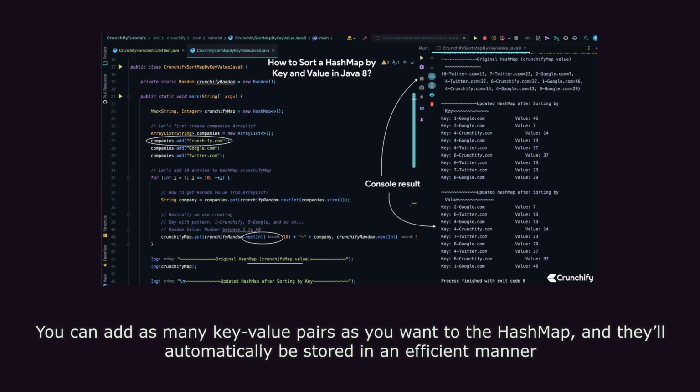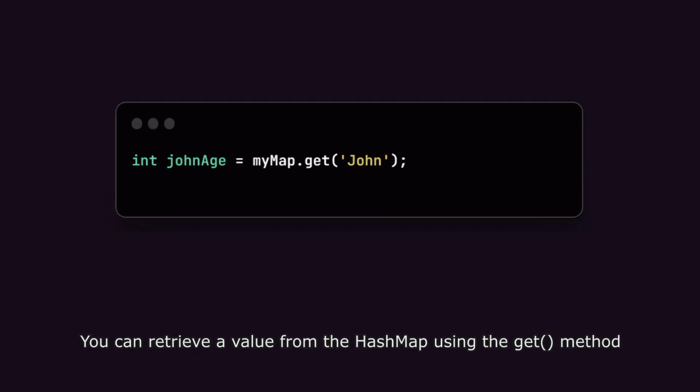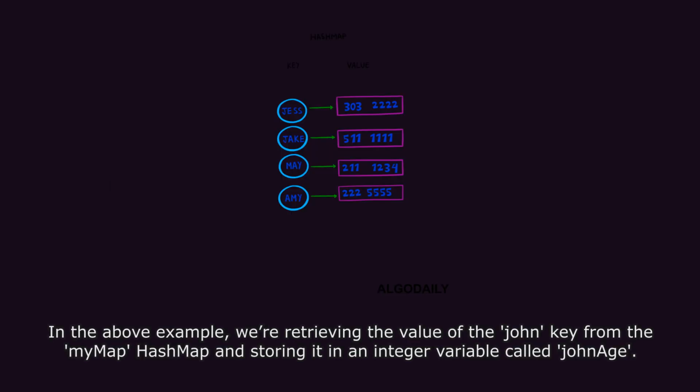You can add as many key-value pairs as you want to the HashMap, and they will automatically be stored in an efficient manner. You can retrieve a value from the HashMap using the get method. Here's an example. In the above example, we're retrieving the value of the John key from the mymap HashMap and storing it in an integer variable called johnAge.